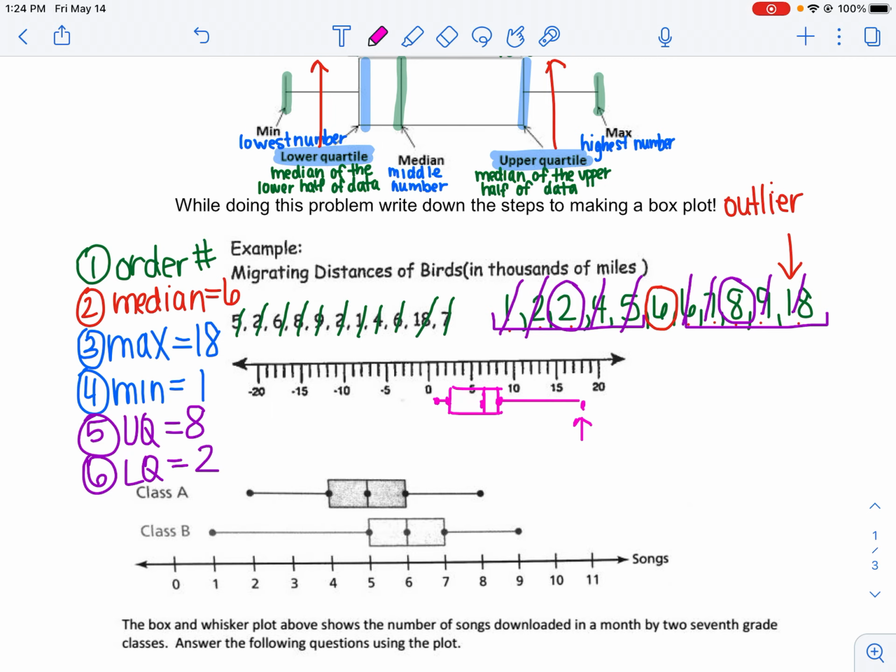But because of the outlier, that kind of throws our median or our averages kind of off.